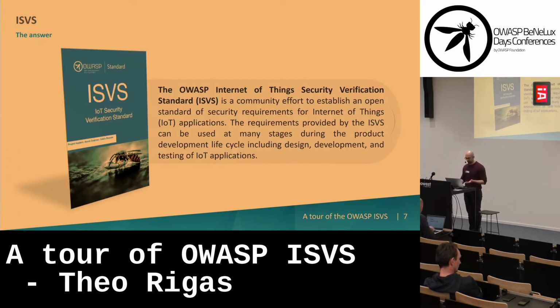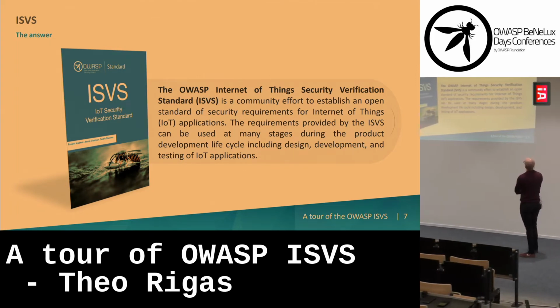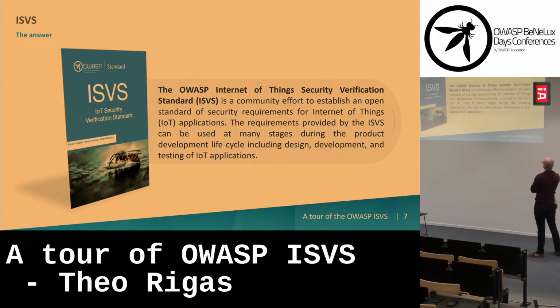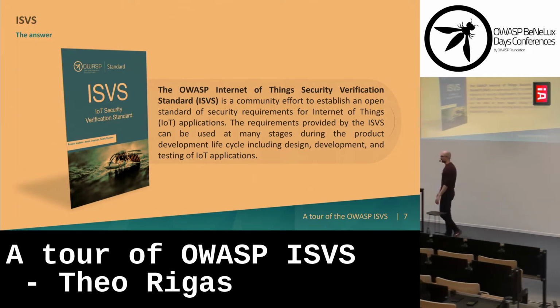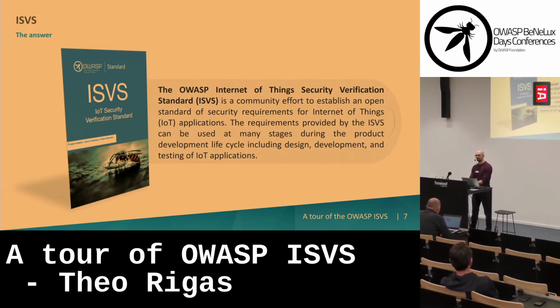And that something is the OWASP ISVS. So this is the official definition. The OWASP Internet of Things Security Verification Standard is a community effort to establish an open standard of security requirements for Internet of Things applications. The requirements provided by the ISVS can be used at many stages during the product development lifecycle, including design, development, and testing of IoT applications. So it's basically the cousin, or the little brother or little sister, of the ASVS or the MASVS, but for IoT.